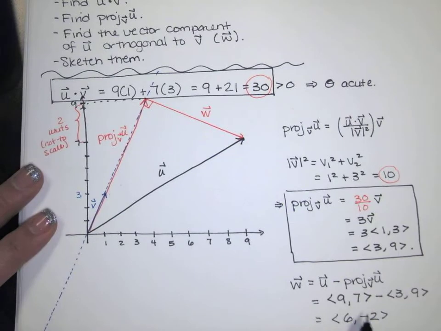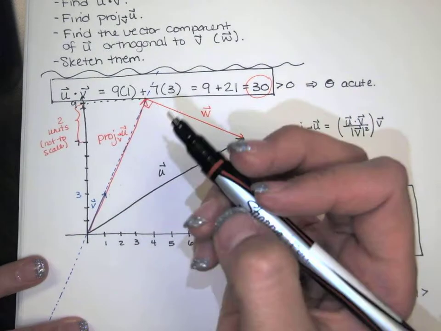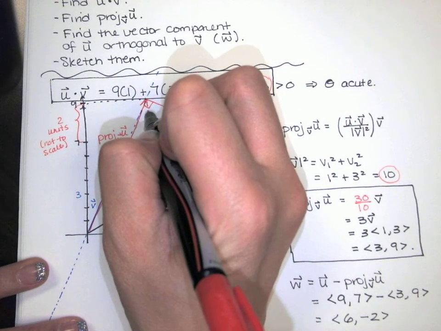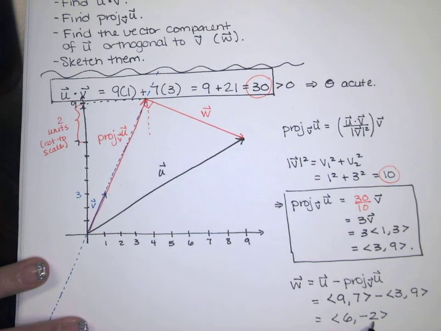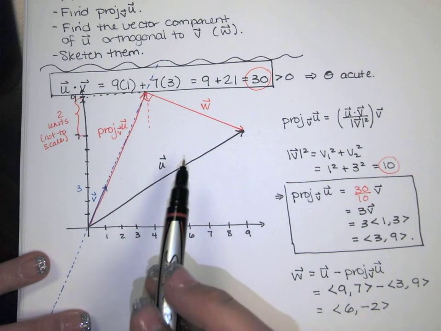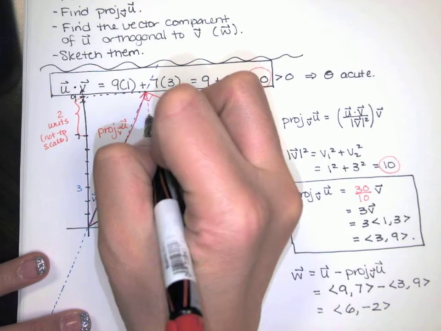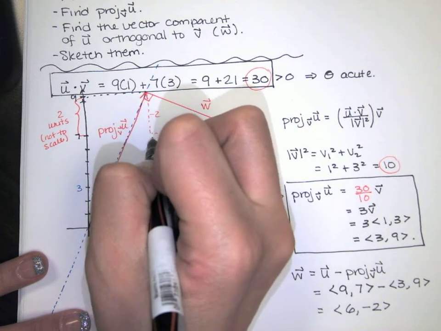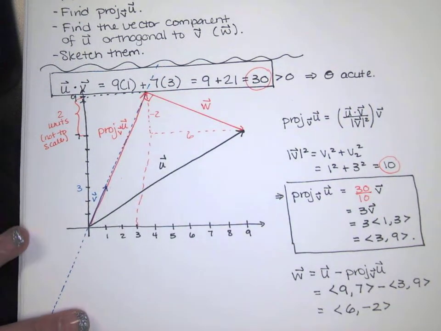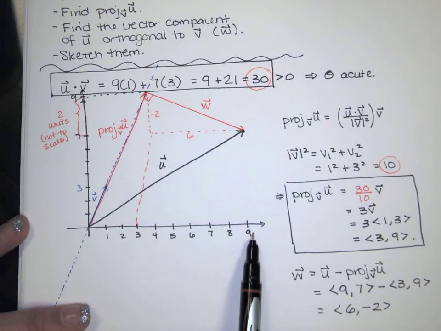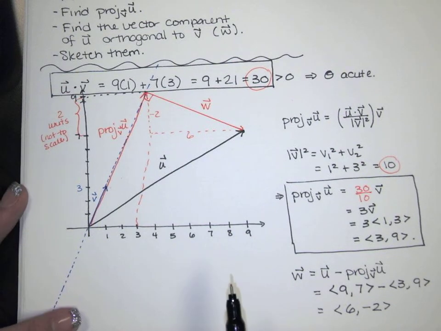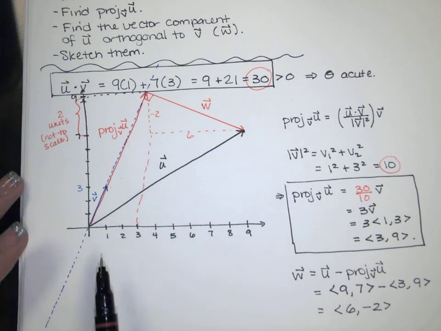So according to this, we go down 2 units and 6 units to the right. So down 2 in the y direction and over 6 units in the x direction. So it's down 2 and over 6. And if this was lined up with 3 like it was supposed to be, that would work, and then we would end up at 9, 7. It's not a perfect picture, but you get the idea.